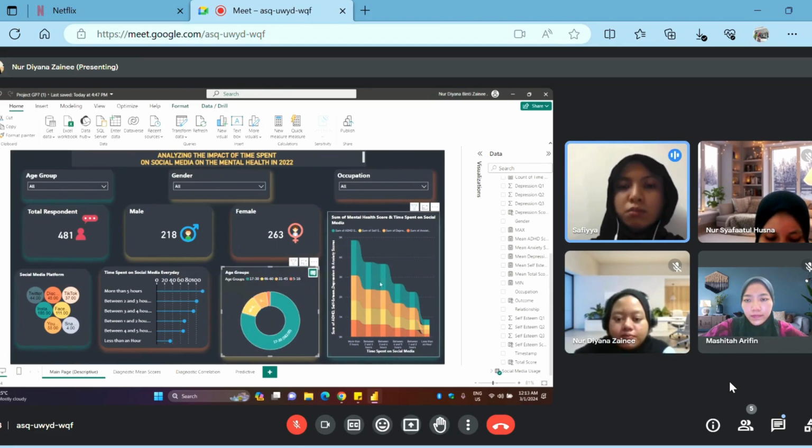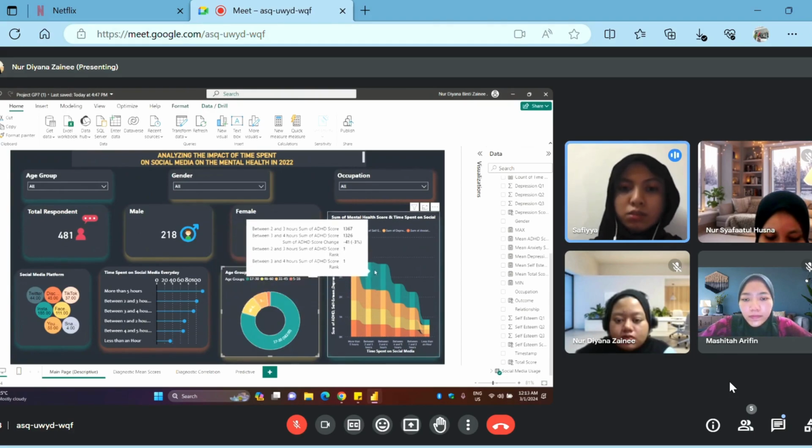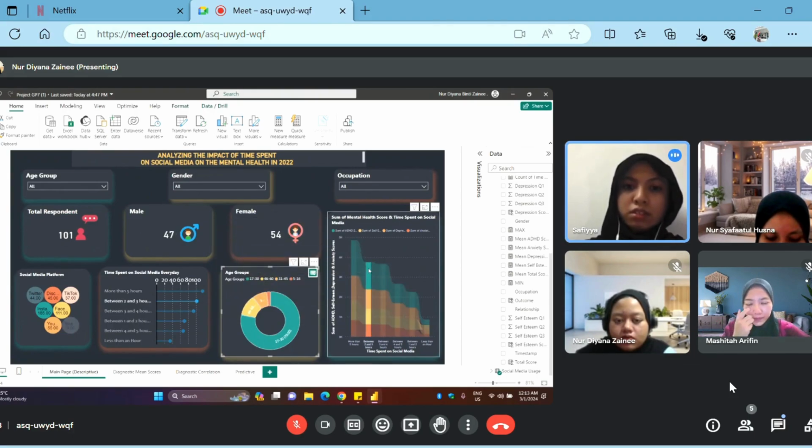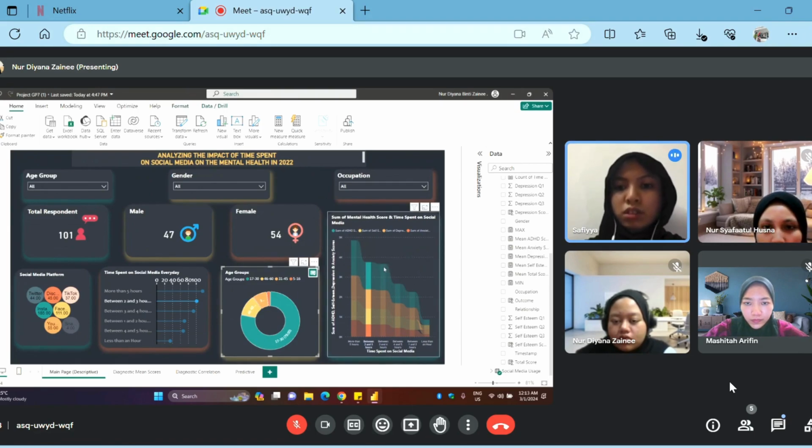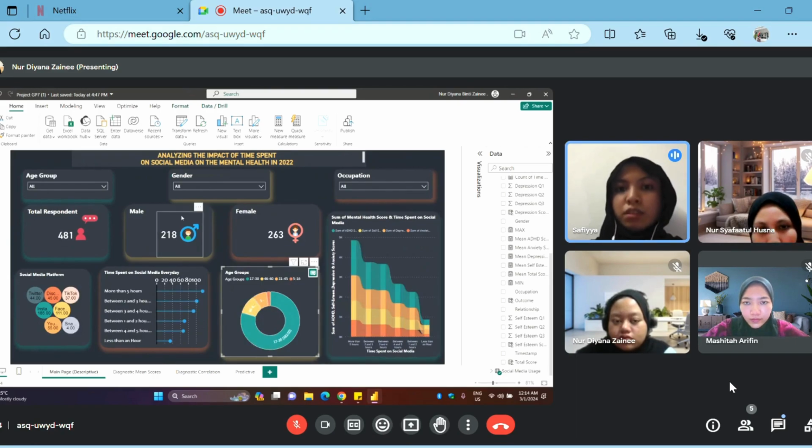We can see that for the sum of mental health scores and time spent on social media, more than 5 hours is the highest. ADHD, self-esteem, depression, and anxiety scores have the highest score at more than 5 hours time spent on social media. And the least scores would be when it is less than an hour.